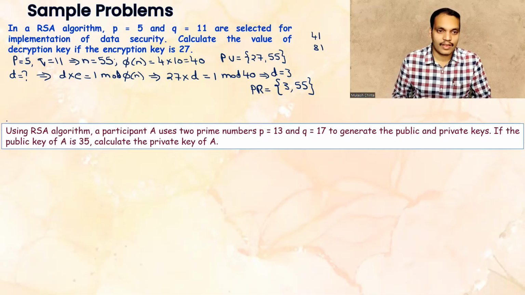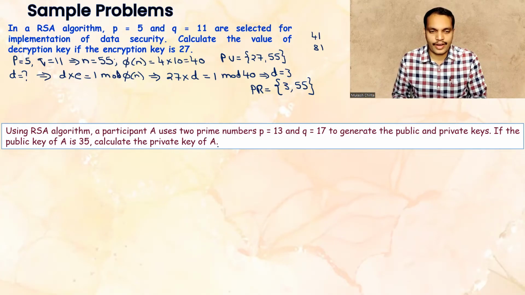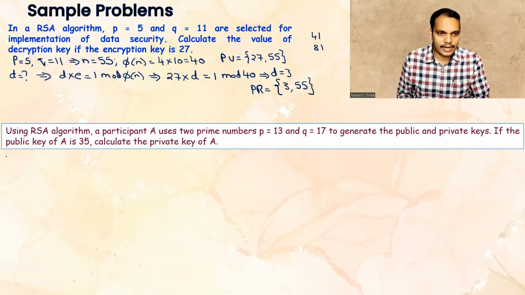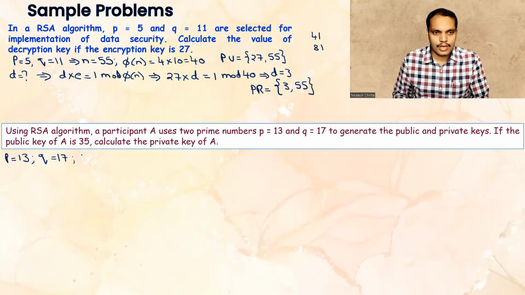Let us see another one. Using RSA algorithm, a participant A uses two prime numbers 13 and 17 to generate the public and private keys. If the public key of A is 35, calculate the private key of A. So, okay, this is slightly large numbers. Let me take it. P is equal to 13. Q is equal to 17. And they also given me E is equal to 35. And the question says, what is the value of D?